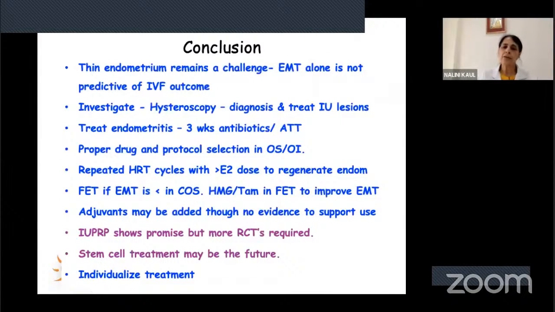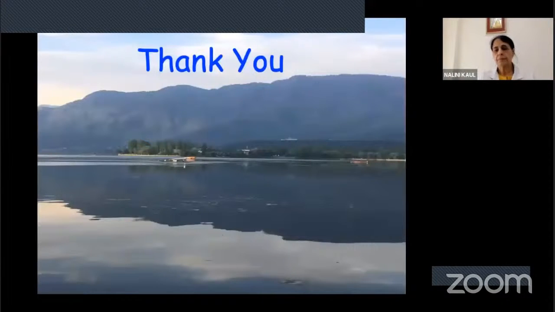So to conclude, thin endometrium remains a challenge, but endometrial thickness alone is not predictive of IVF outcome. Hysteroscopy forms the basis of our diagnosis. We need to treat endometritis, change our drug protocols if they are the problem, and give HRT cycles with high doses of estradiol. Along with that, you can add IUPRP in the hope that the endometrium will regenerate. Stem cell treatment may be the future. And with that, I'd like to thank you all for a patient listening.